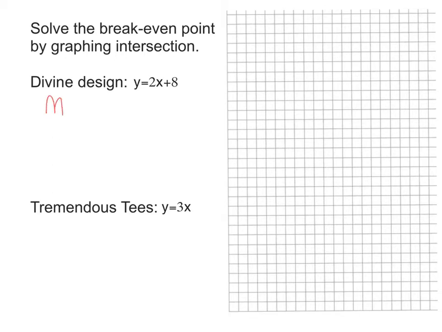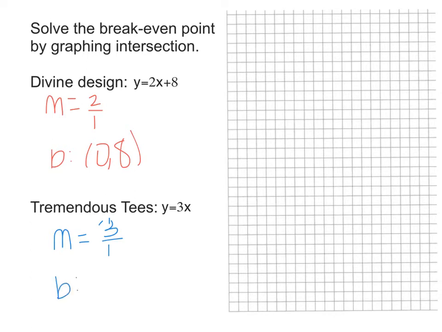My slope will be, as a rise over run, 2 over 1. And then my y-intercept as a coordinate will be 0, 8. Okay, and then if I go down to Tremendous Tees, my slope as a rise over run will be 3 over 1. And then my y-intercept, there's nothing added onto the end, so it will be at the origin, 0, 0.